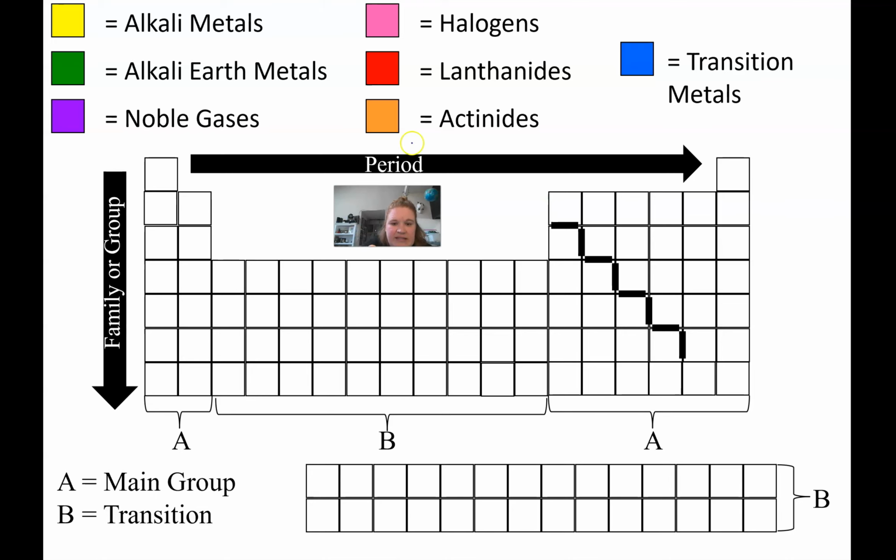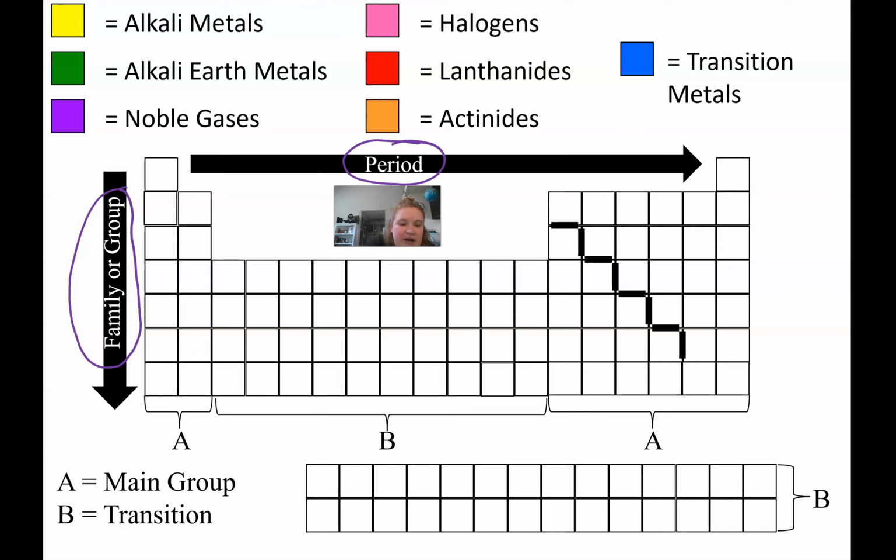I have one that says period. So the rows going across our periodic table are also called periods because they represent one period or one cycle of that repeating pattern. Going down a column, these are referred to as families or groups because the elements within that family share physical and chemical properties. So we're going to label some of these specific families and groups.